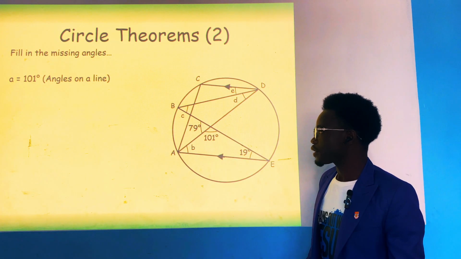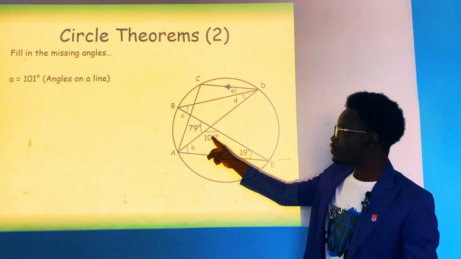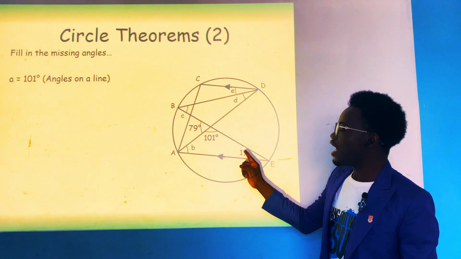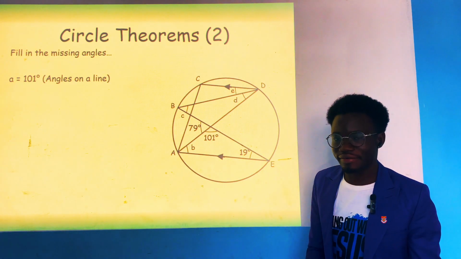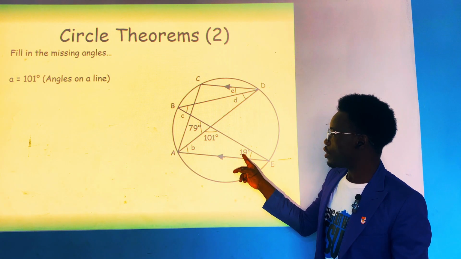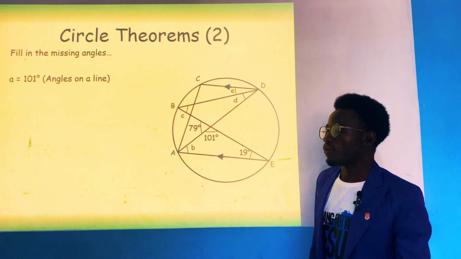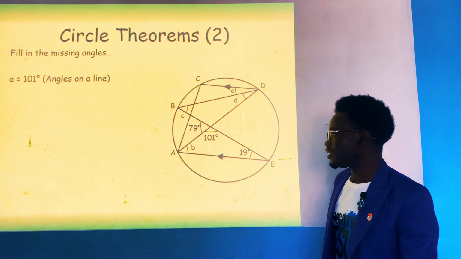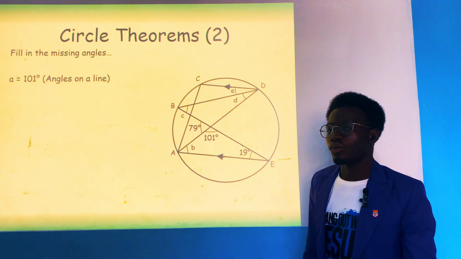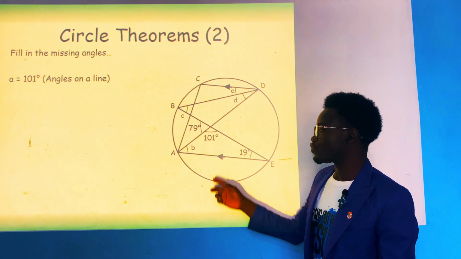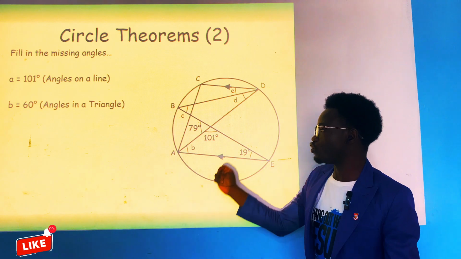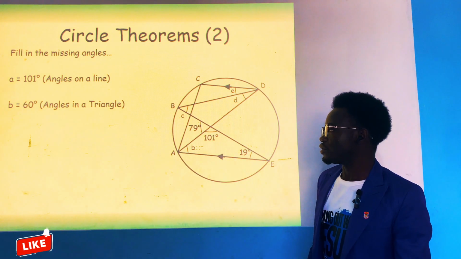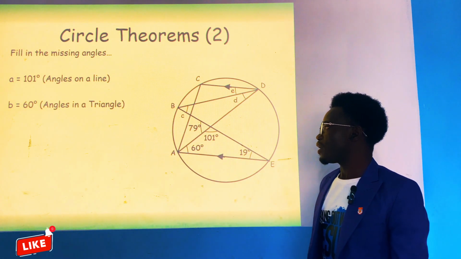Okay? Now look at B. I know this angle, I know this angle. So angles in a triangle sum up to 180 degrees. So 19 plus 101 is going to give me 120. So 120 and the whole thing will give me 180. Then B is equal to 60 degrees, right?